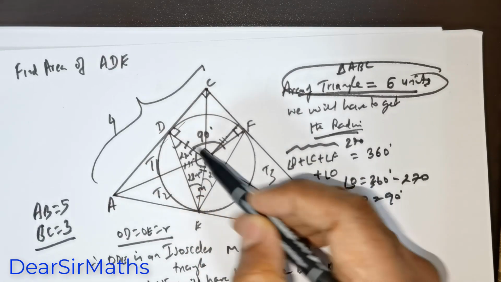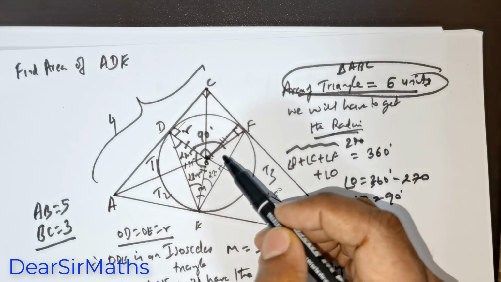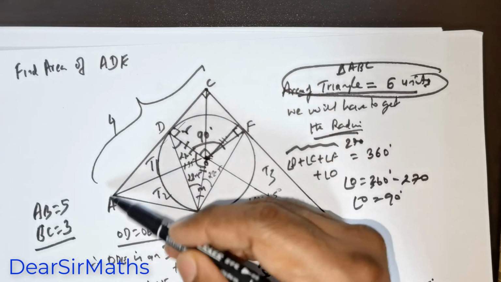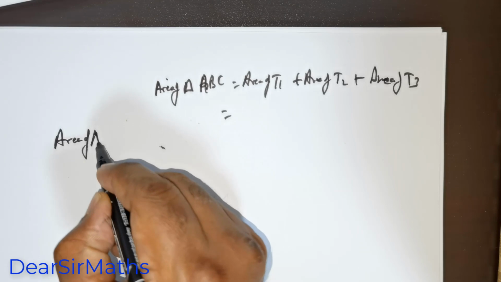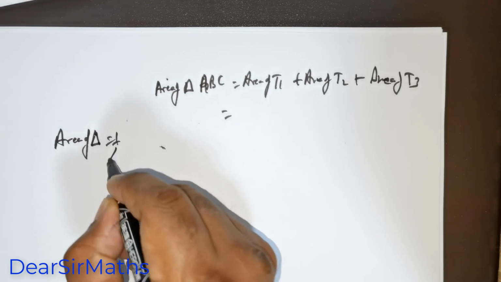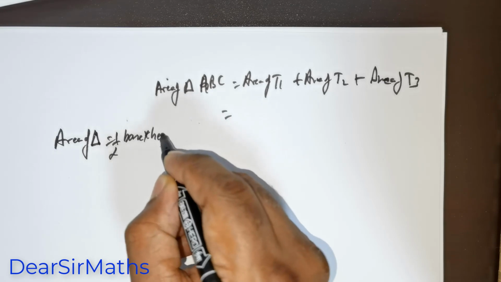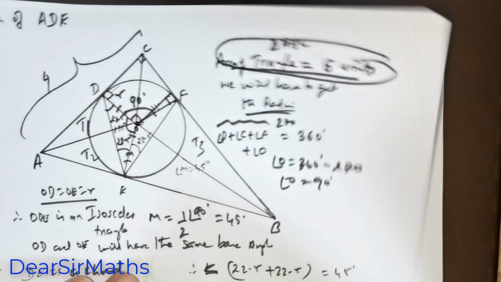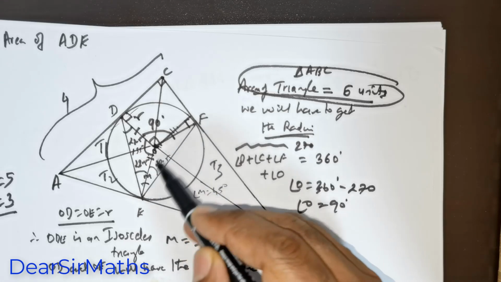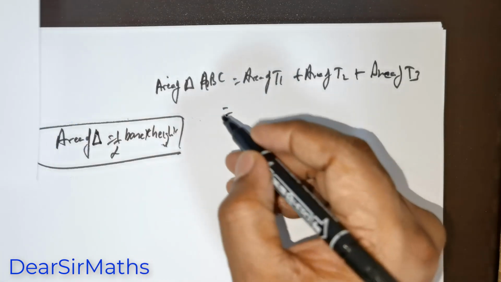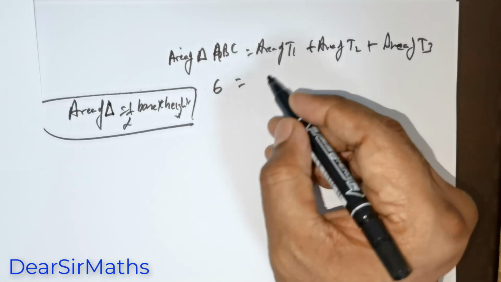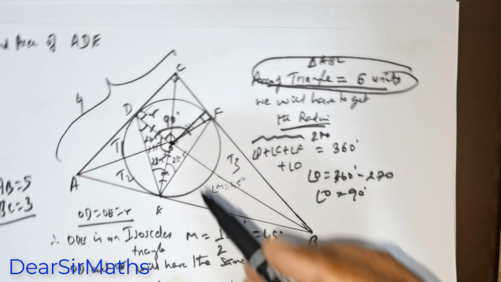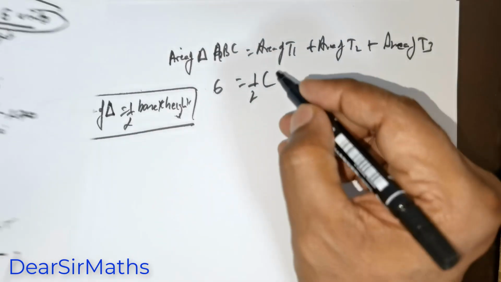Now what is the area of T1? The height is r units, right? And the base is 4 units, right? So for area of a triangle, we'll use this formula: half times base times height. My height in this case is r units. So that's simple. Area of triangle ABC is 6 units, and area of triangle T1 is half times the base, which is 4 units, and the height is r units.